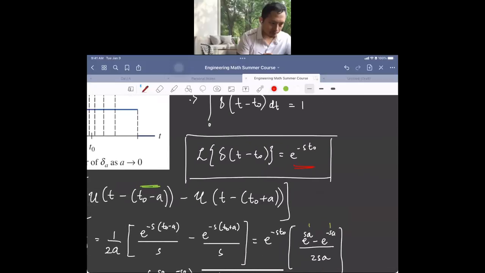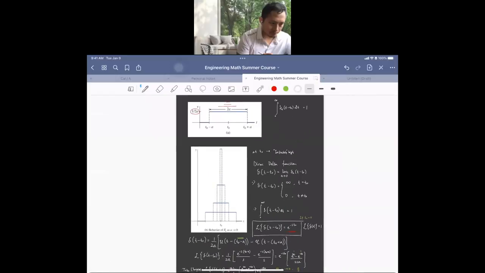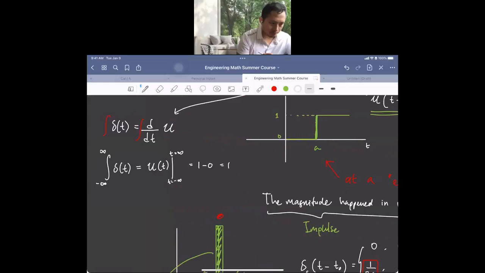And also from here, what will happen if t0 is 0? If t0 is 0, the Laplace of delta(t) is just 1. And I think this is true from our conclusions here. This is equal to 1, right?